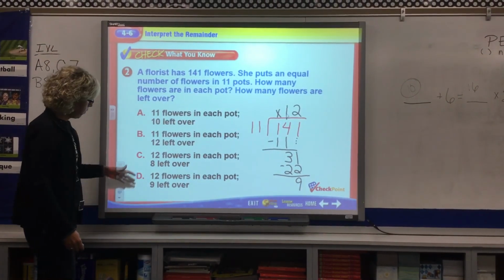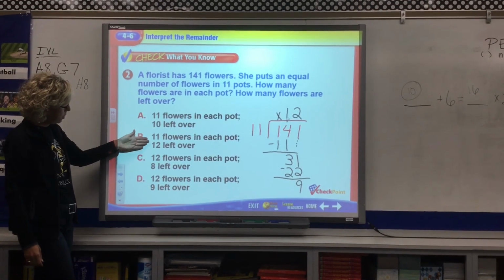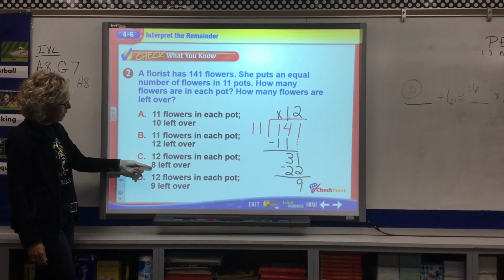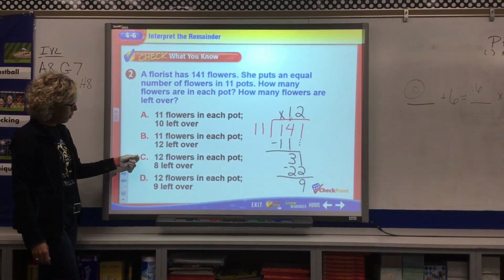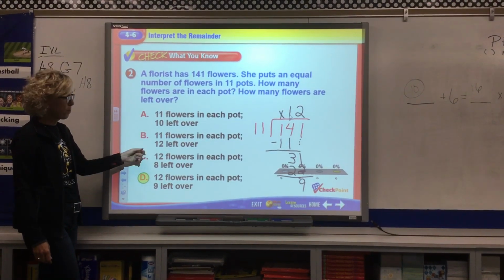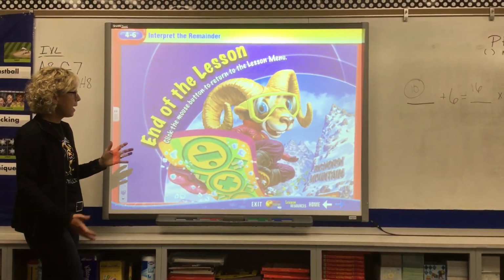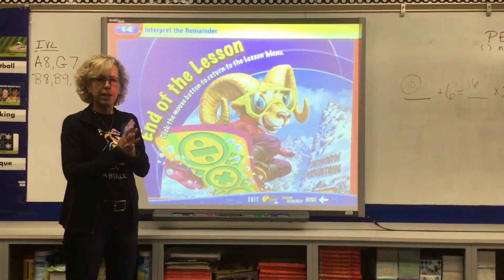that are left over. So now when we come back to our answers, we've got 12 pots here, but they have 8 left over. Here we have 12 pots with 9 left over. We know our answer has to be D. Okay, and that is interpreting our remainder.